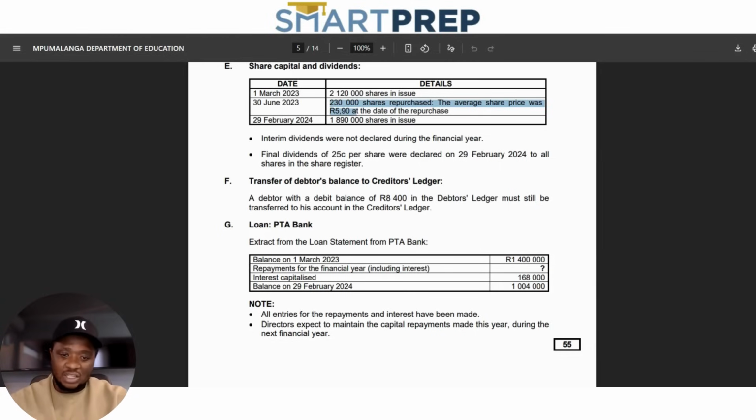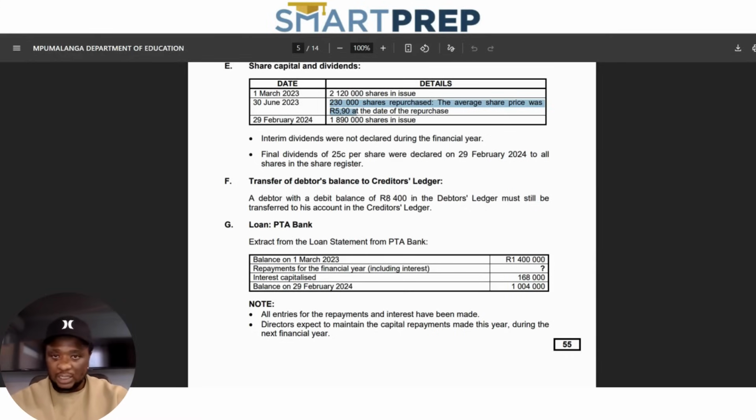The capital balance of our loan at the beginning of the year, 1,400,000. Capital balance at the end of the year, 1,004,000. Difference between the two, 396,000. So the short-term portion of the loan, meaning the amount payable within the next financial year or within the next 12 months, which makes it a current liability, is going to be 396,000.